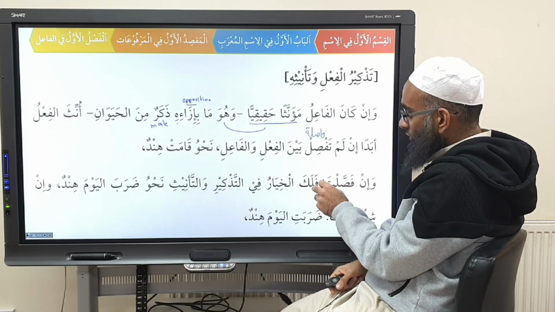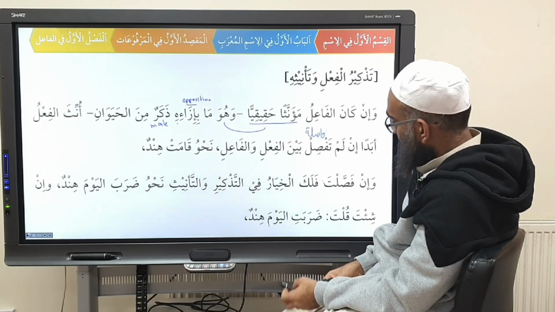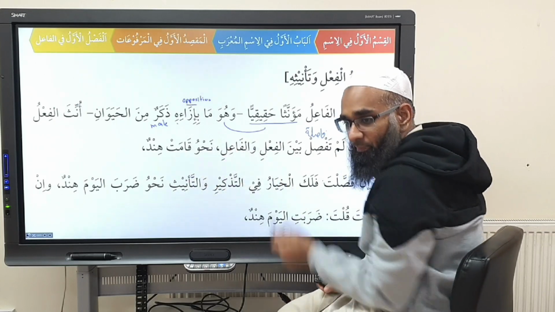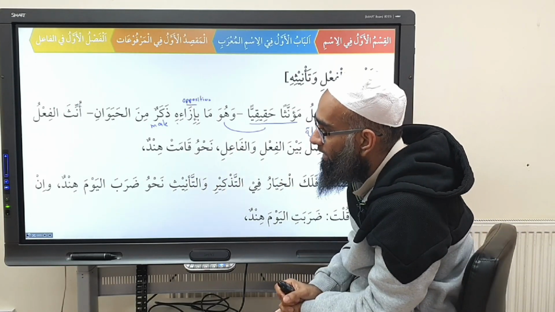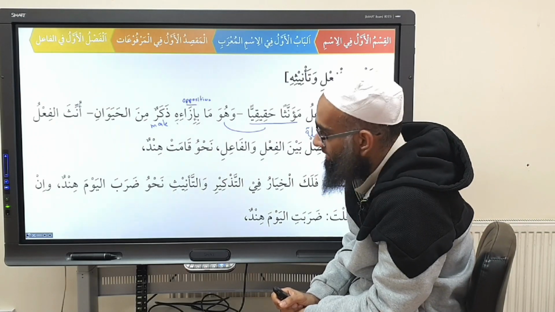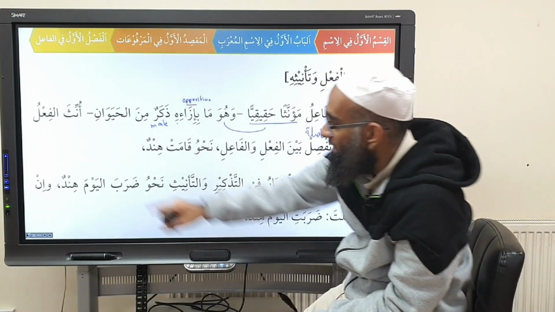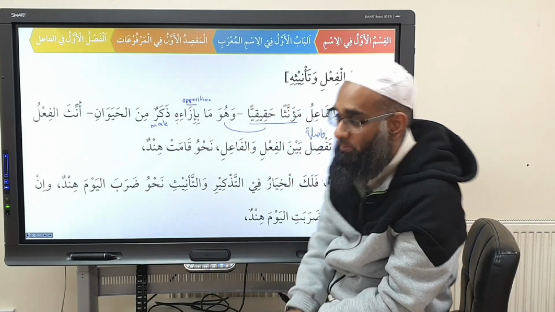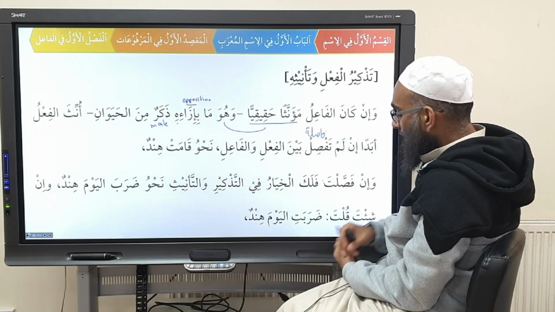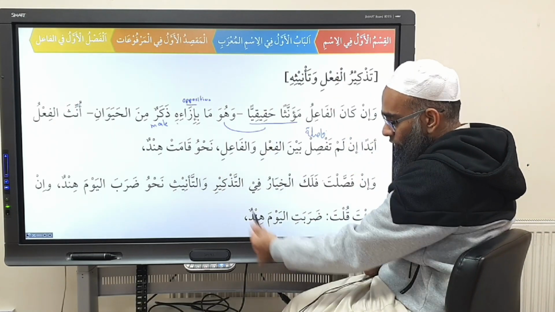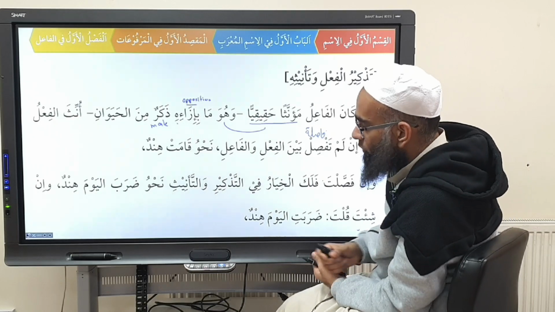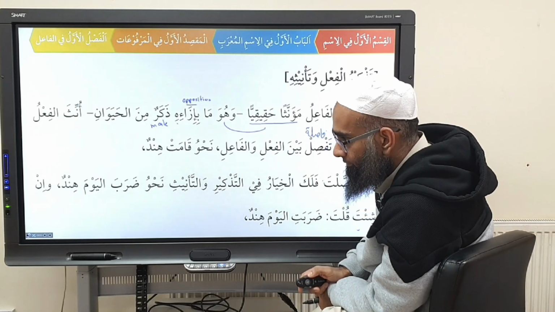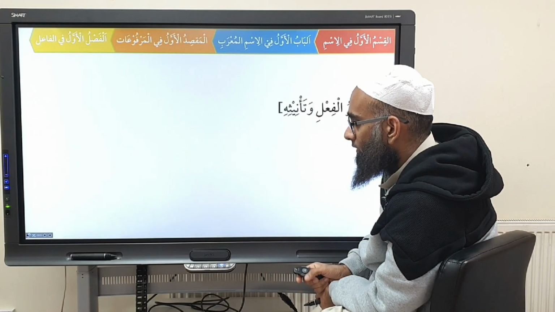Wa in fassalta, if you bring a fasal, meaning the space, فَلَكَ الْخِيَارُ فِي التَّذْكِيرِ وَالتَّأْنِيثِ, you have a choice in tadhkir or ta'nith. Nahw daraba al-yawma hindun. Hind is in a bad mood today. What did she do? She hit. So because al-yawm is a fasila, you can say daraba or you can say darabat. وَإِنْ شِئْتَ قُلْتَ دَرَبَتِ الْيَوْمَ هِنْدٌ. If you wish, you can also say دَرَبَتِ الْيَوْمَ هِنْدٌ. Yes? Okay.